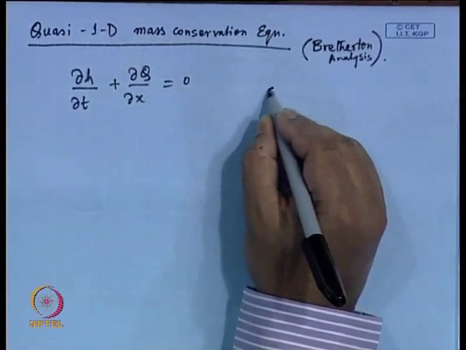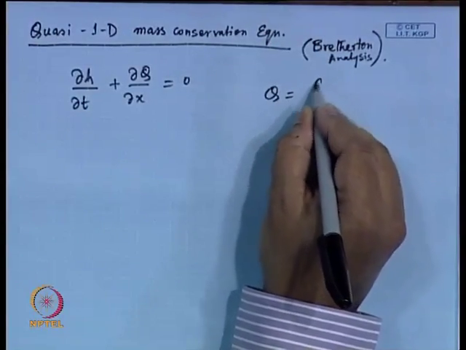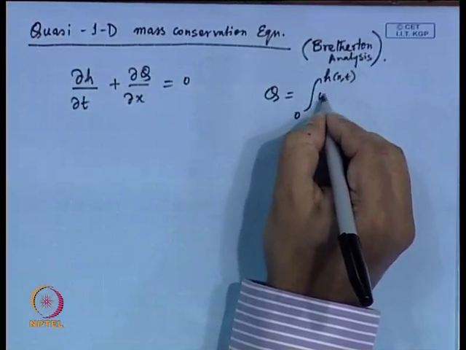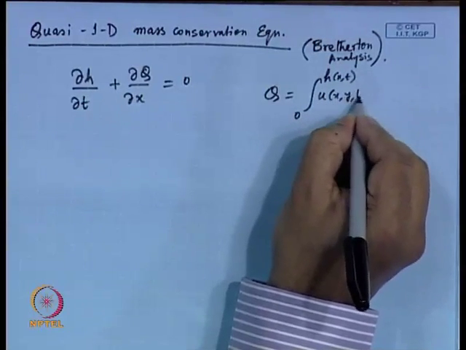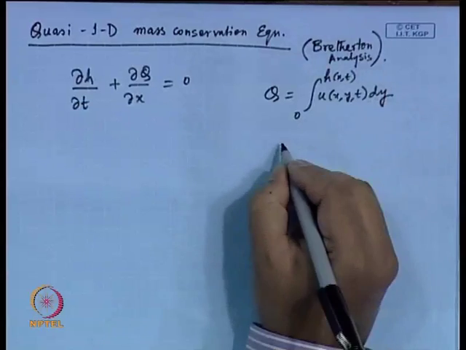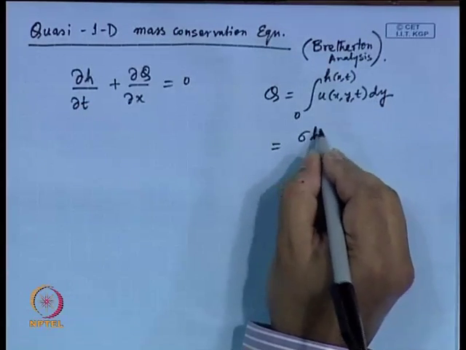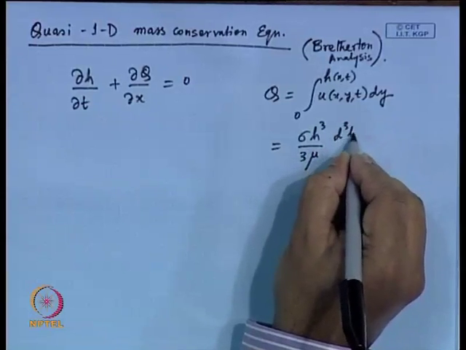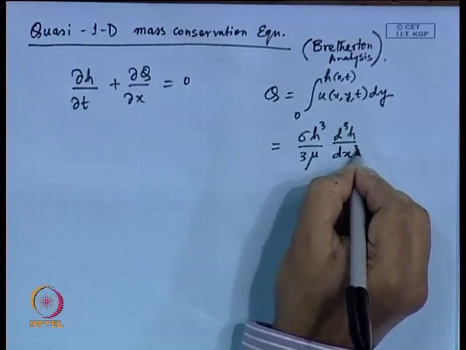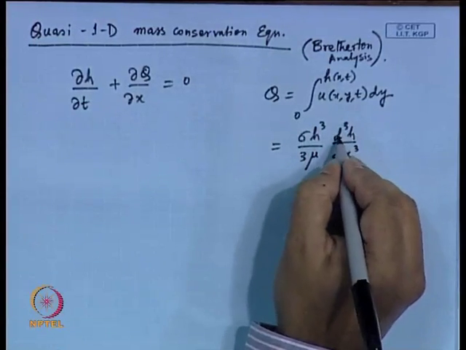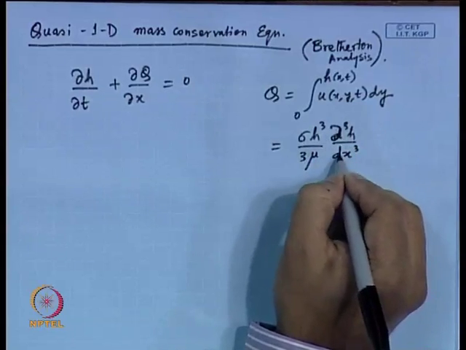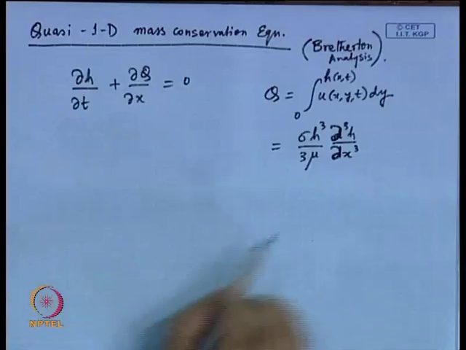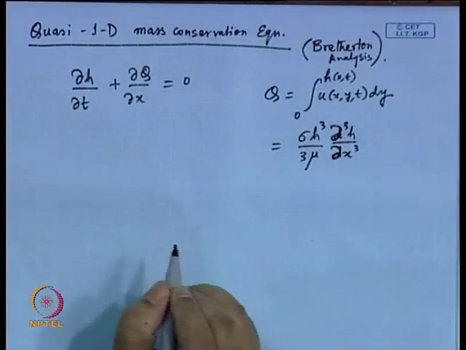Q is basically, we said earlier that Q is equal to integration 0 to h(x,t) of u(x,y,t) dy, and that is equal to, we said, sigma h cube divided by 3 mu times d cube h d x cube. We should not be writing it this way, let us write it del cube h del x cube, because still we kept h as a function of x and t. So, del cube h del x cube.